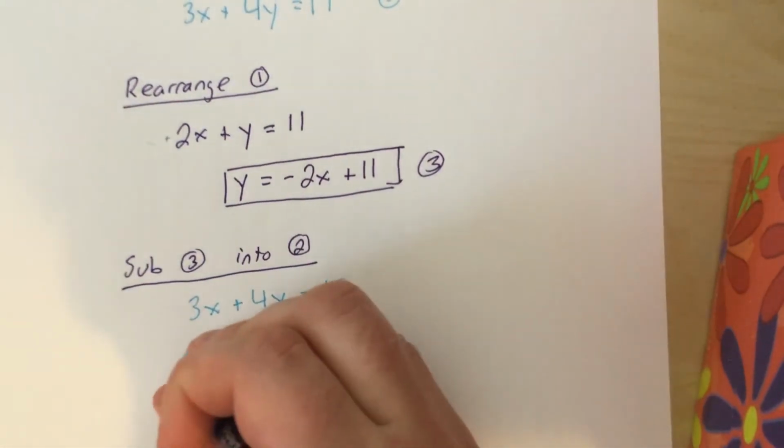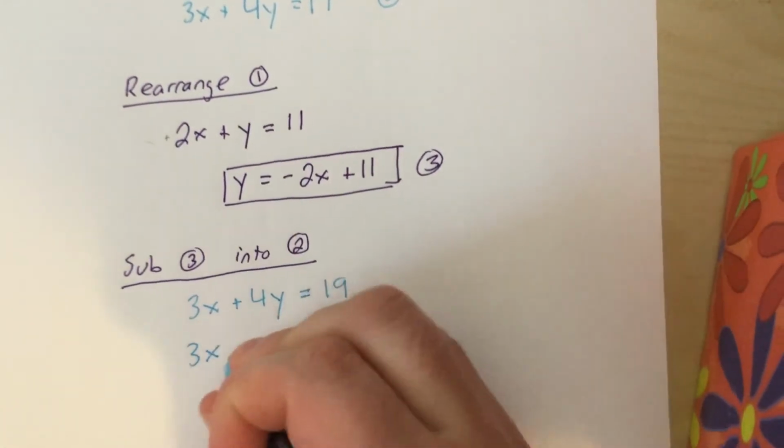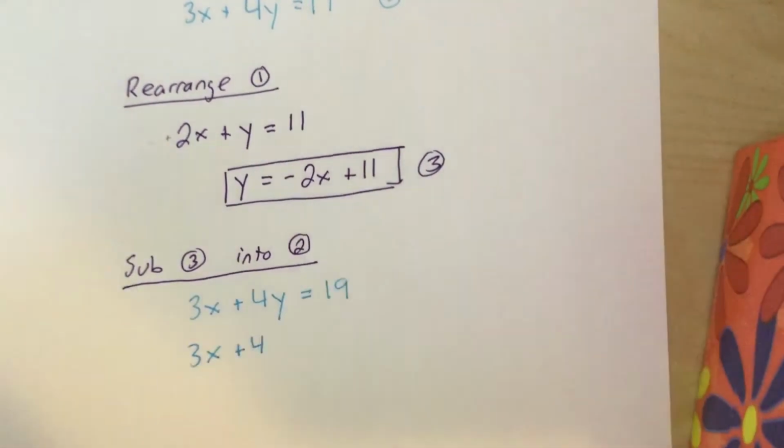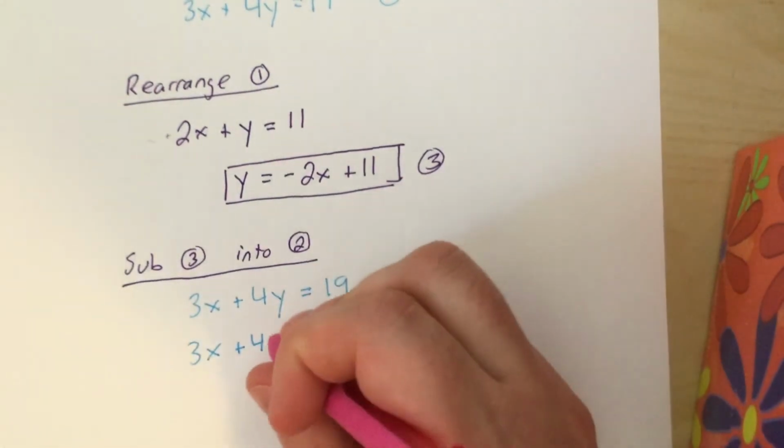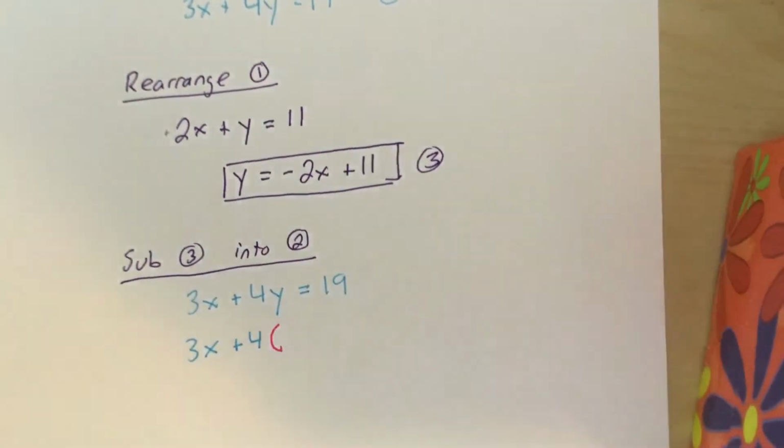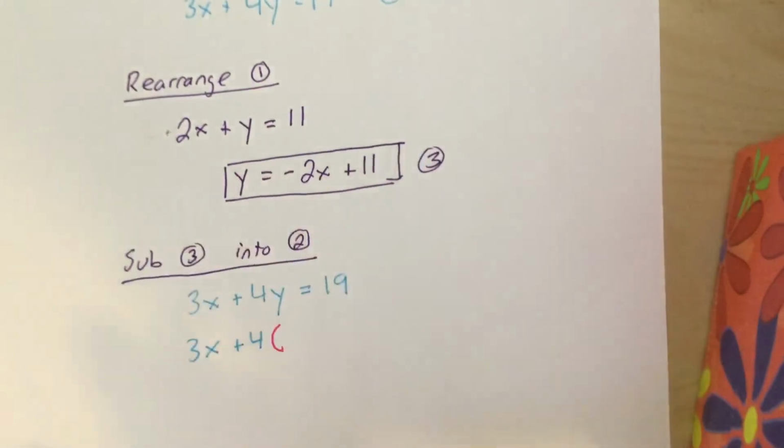So let's do it. I'm going to write 3x, nothing special there, plus 4. And now this goes in a bracket, of course. Well, it's not of course, but that's kind of what I did when I was putting numbers in before on the other page. Whenever we sub in, we're always going to put it into a bracket.